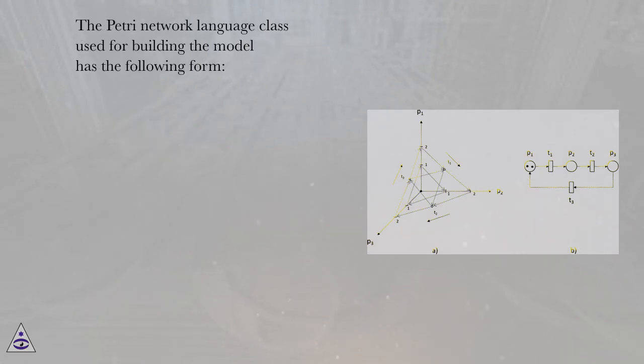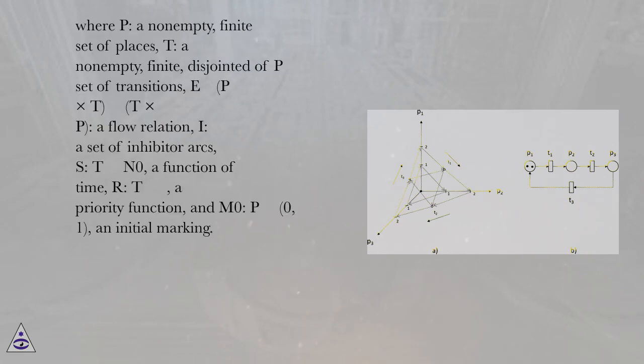The Petri network language class used for building the model has the following form. Where P, a non-empty, finite set of places, T, a non-empty, finite, disjointed of P set of transitions, E, P times T, T times P, a flow relation, I, a set of inhibitor arcs, S, T and 0, a function of time, R, T, a priority function, and M0, P, 0, 1, an initial marking.